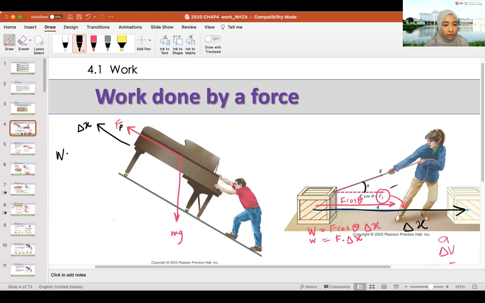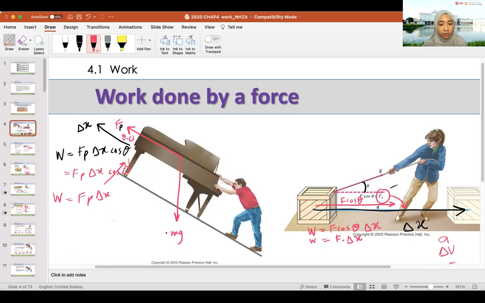Therefore, the work done on this piano by the pushing force is Fp delta x cosine theta. But in this case, the theta between Fp and delta x is 0, because they are in the same direction, so the angle is zero. So Fp delta x cosine 0, which is 1, so you just have Fp delta x. So this is the work done by the pushing force on the piano.